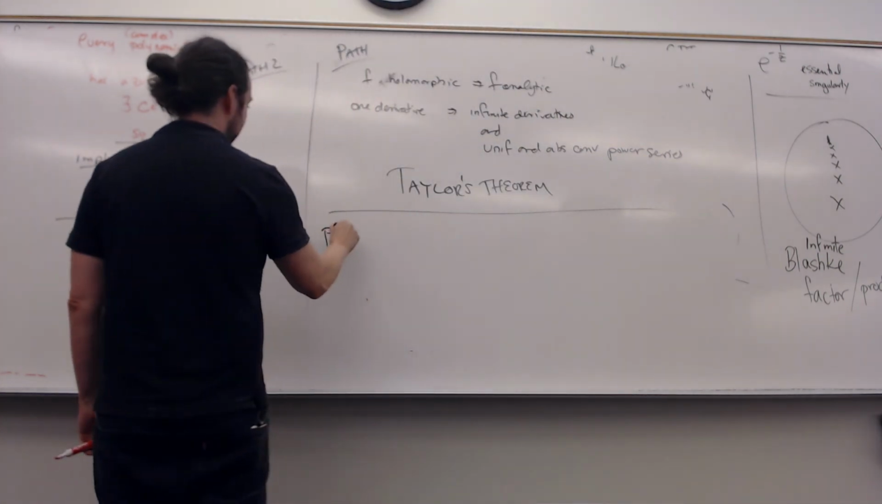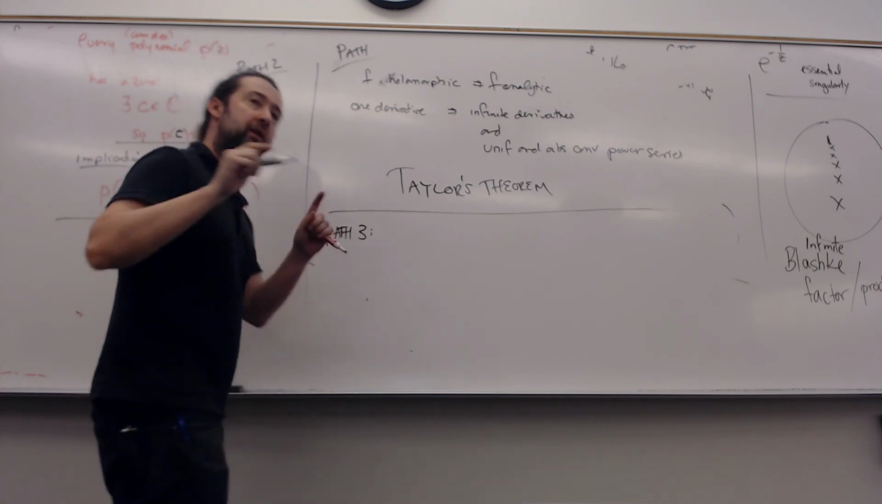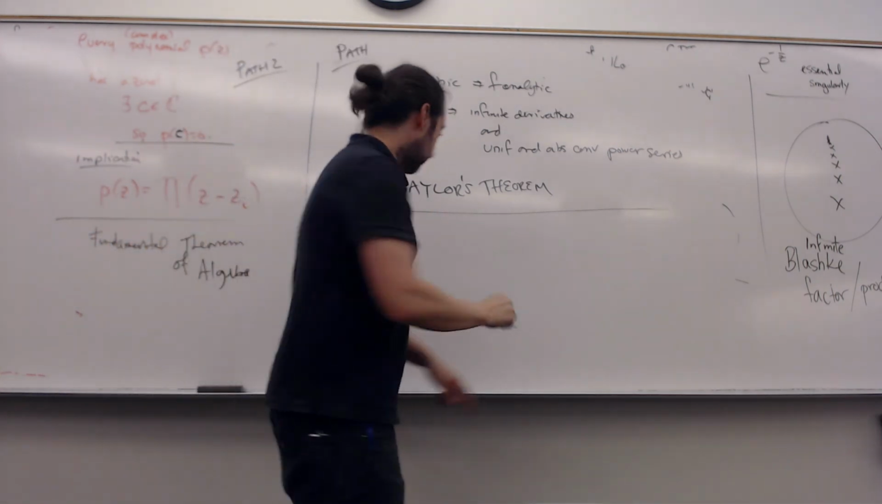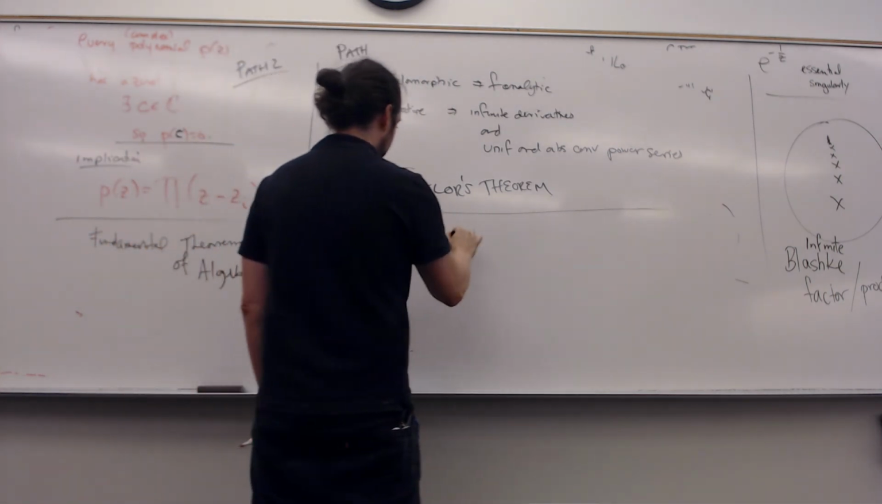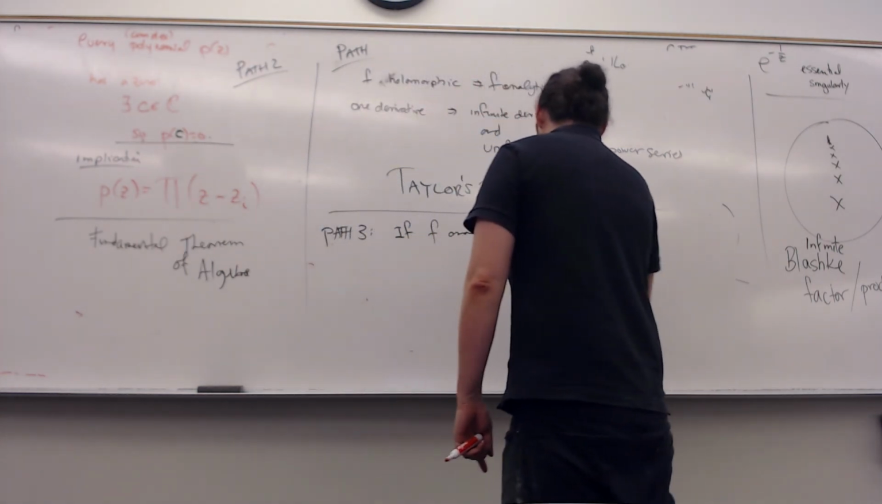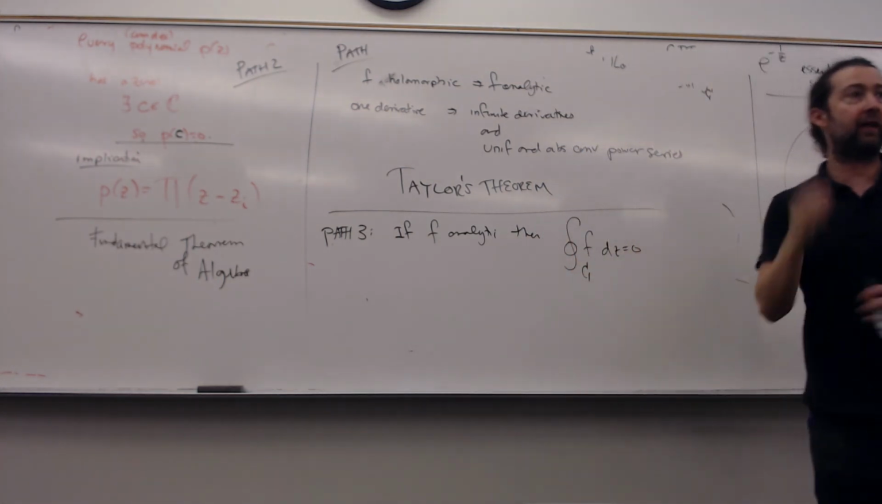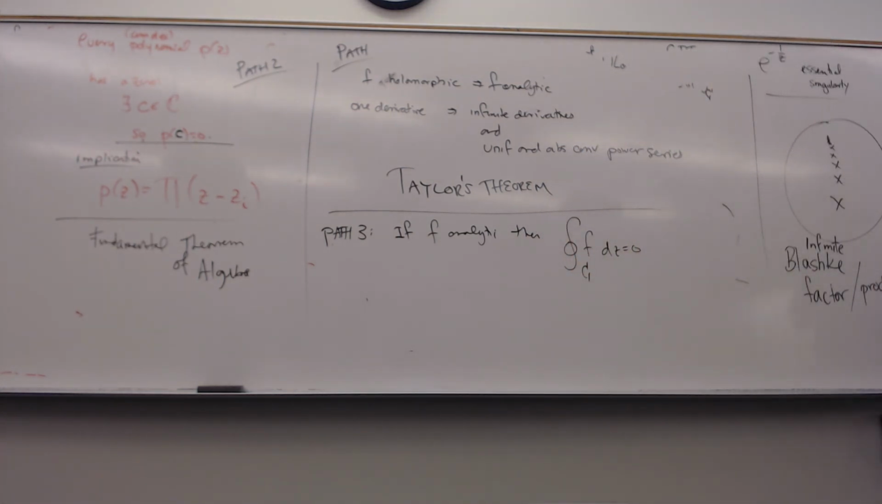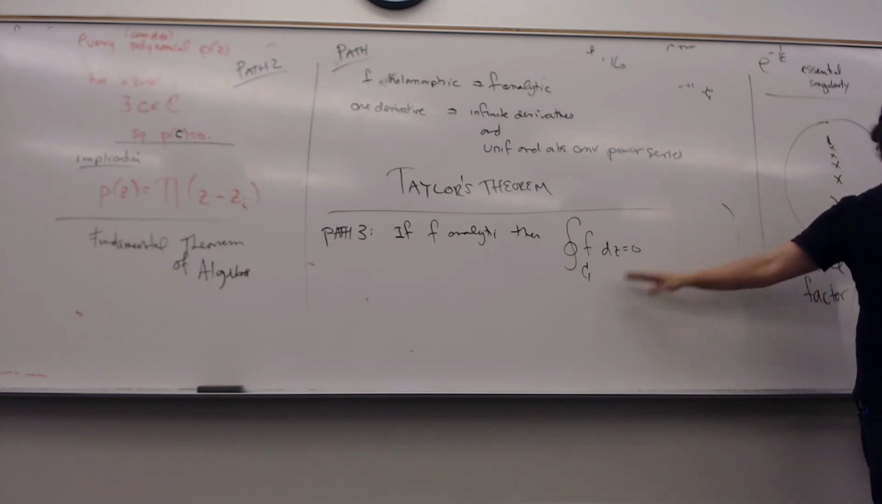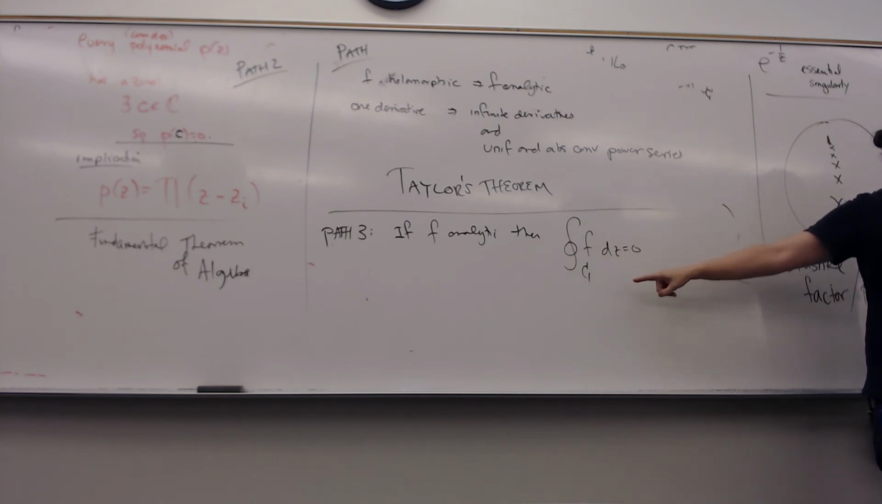Path 3 answers the following question. We know that if f is analytic, then the integral of f around a closed path is 0. We know that's true. An analytic function has these path-independent line integrals, right? The Cauchy-Goursat theorem holds. So if analytic, then the integral around closed paths is nothing. What about the other direction?